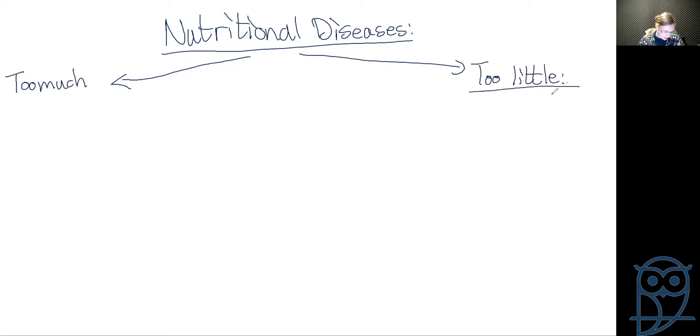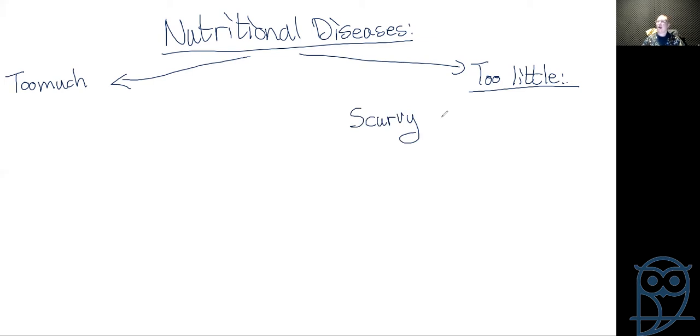In your books, they spend quite a lot of time talking about the too little side of things, especially what is known as Kwashiorkor, but we will get to those. So I've got a bunch of examples over here. The first one is called scurvy.